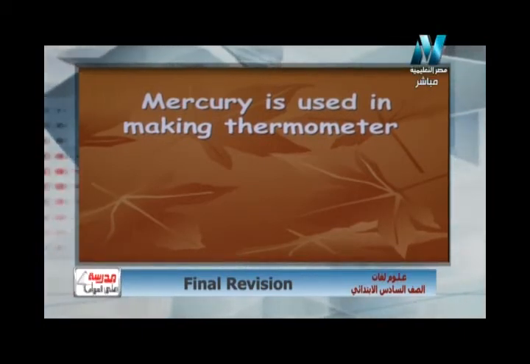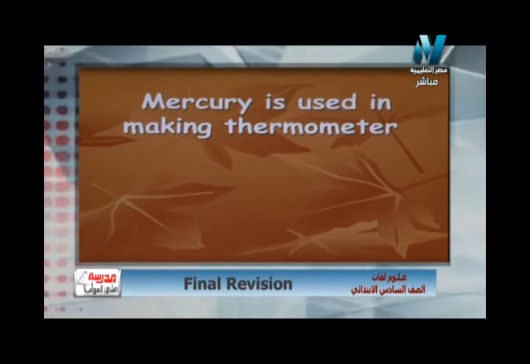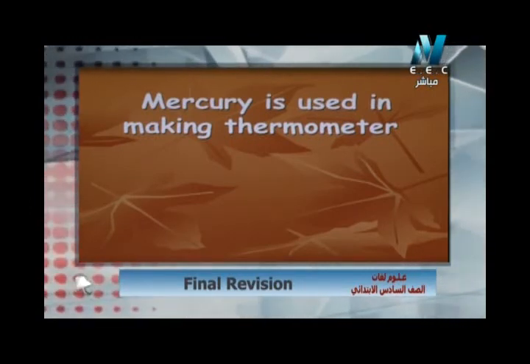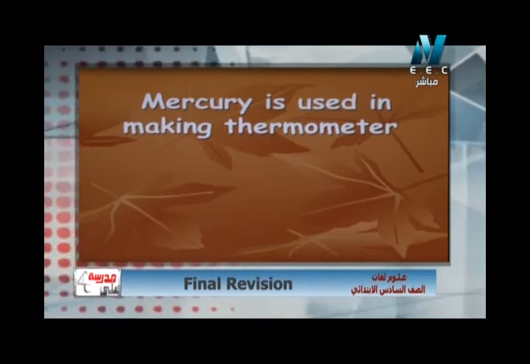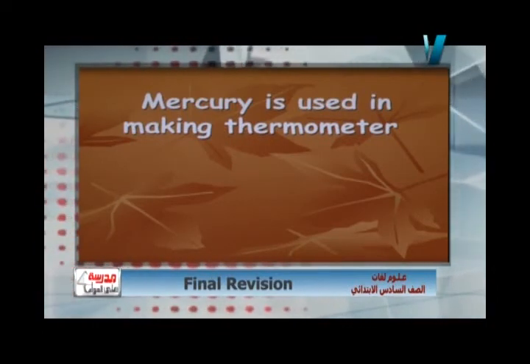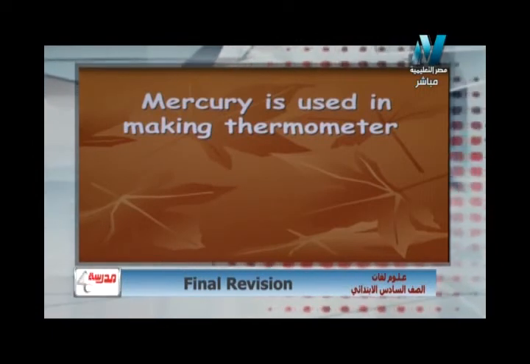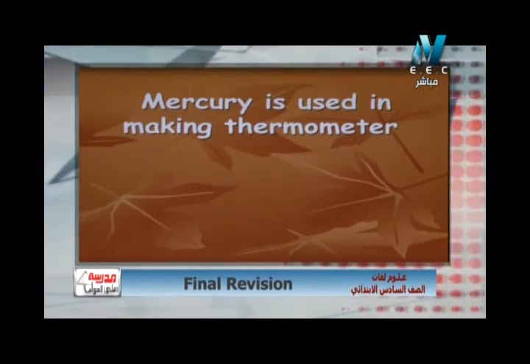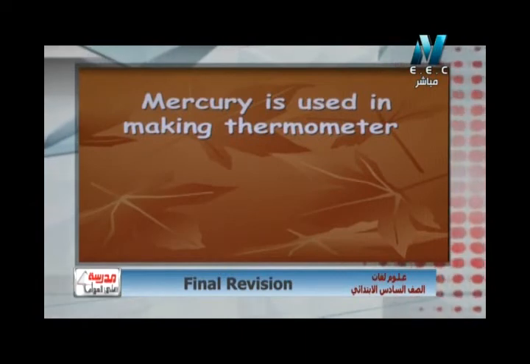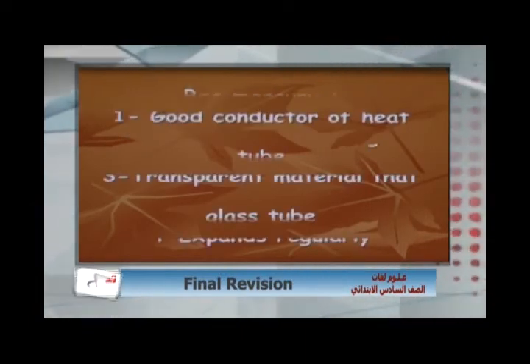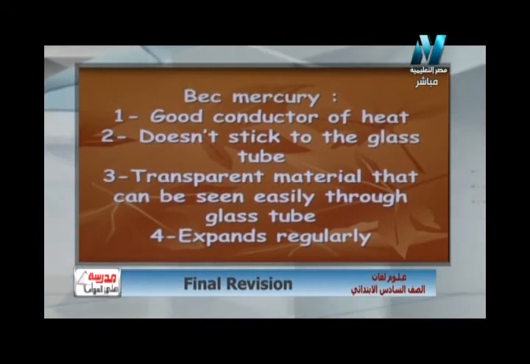Mercury is used in making thermometer. That's a very easy and simple question, but it has 4 answers, not only one answer. سؤال مهم قوي وسهل قوي، لكن ليه 4 اجابات مش اجابه واحده بس. ليه بستخدم ميركوري في الثرمومتر تحديدا؟ ليه ما استخدمناش water for example, any liquid such as oil, such as perfume, such as any liquid? We use mercury especially for 4 reasons. لاربع اسباب. Number 1, because mercury is good conductor of heat.